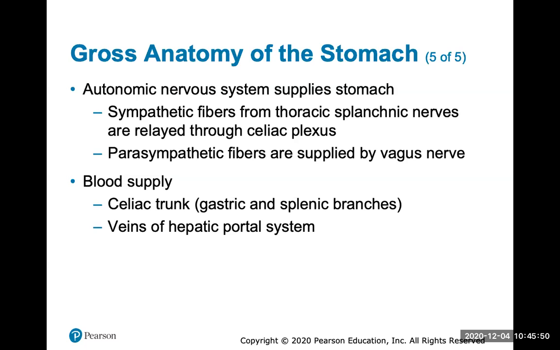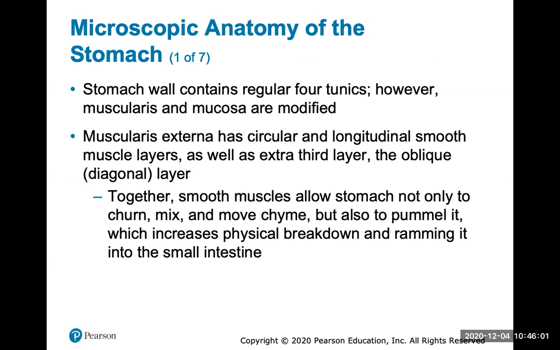The autonomic nervous supply supplies the stomach with sympathetic and parasympathetic fibers, and it has its own blood supply from the celiac trunk and veins in the hepatic portal system. It has the four normal tunics that we talked about, but the muscularis and the mucosa are modified because the stomach is doing different churning and mixing actions than the esophagus.